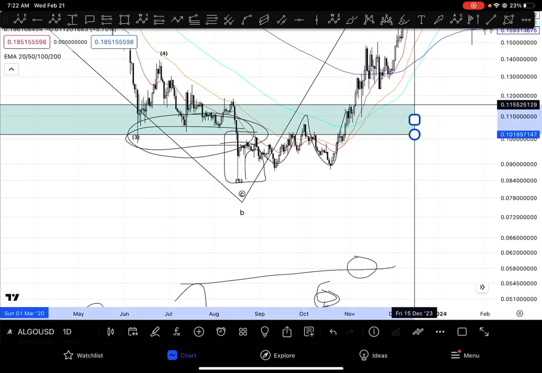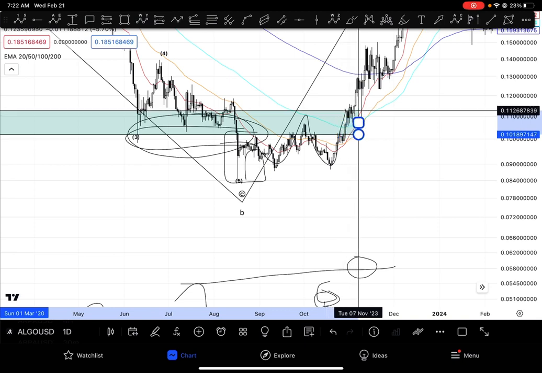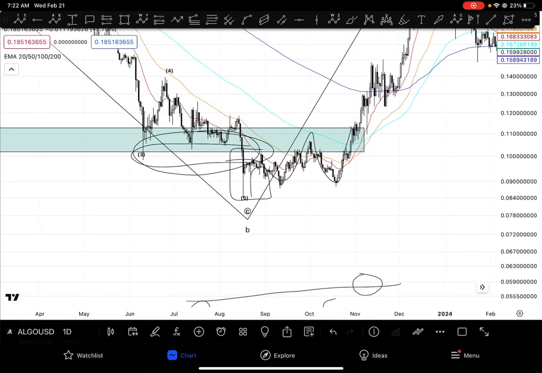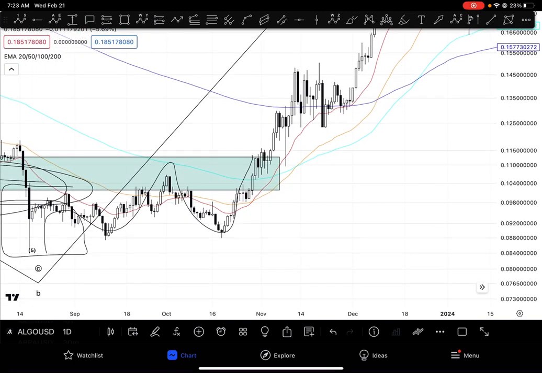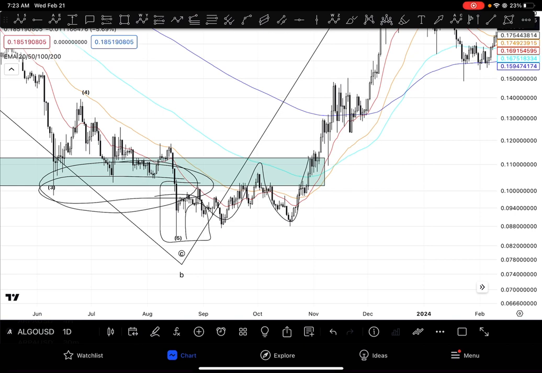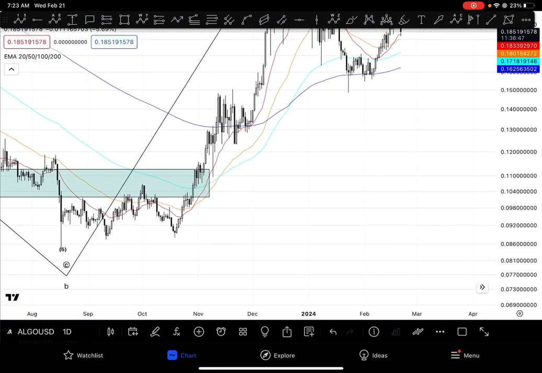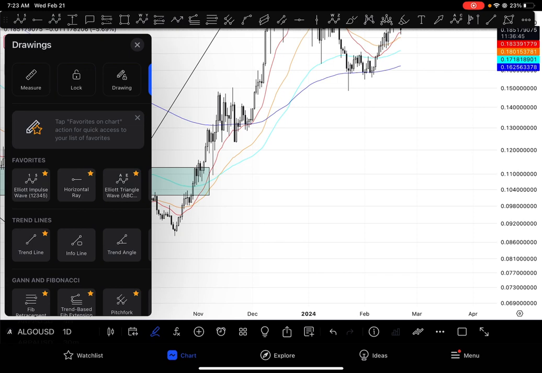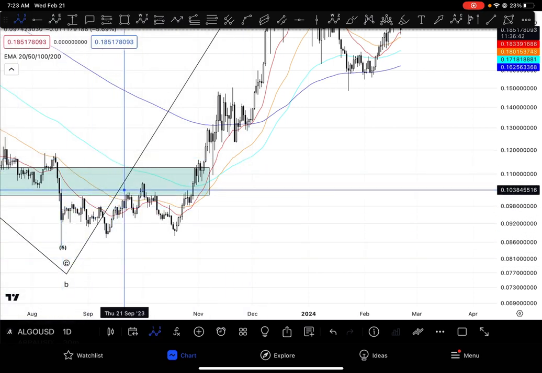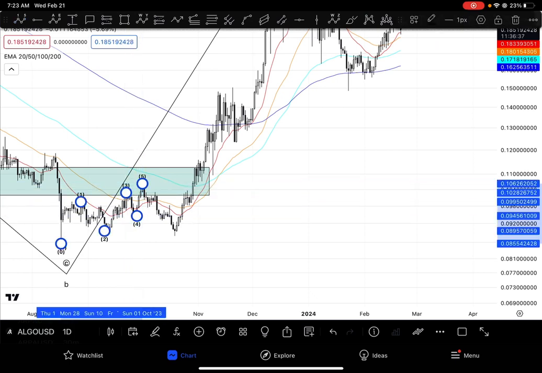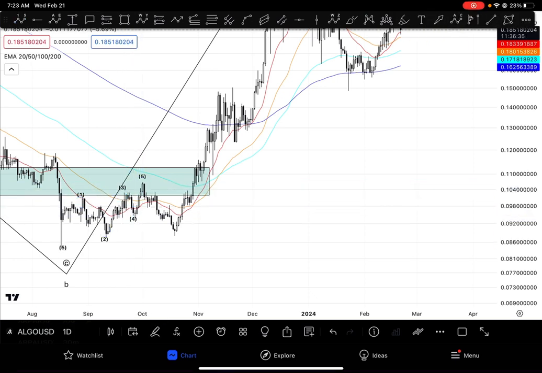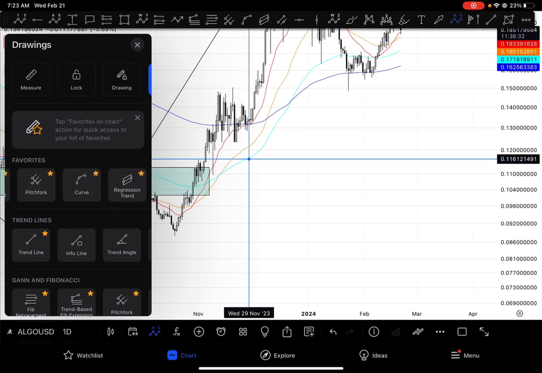So going below the psychological support was a very good entry. And then we can see how we shifted back above the daily EMAs, so bulls were able to take control. What we're going to do over here is analyze each and every wave from the bottom back in August of 2023. You had your wave 1, wave 2, 3, 4, and 5. Okay. You then had an ABC correction.